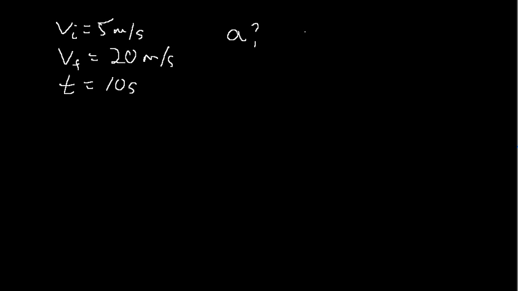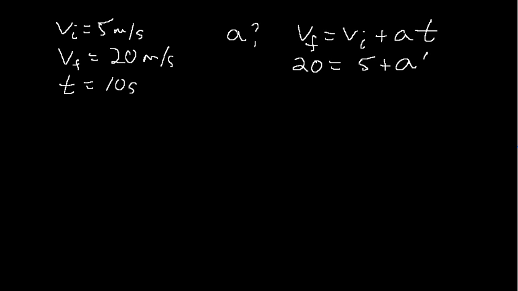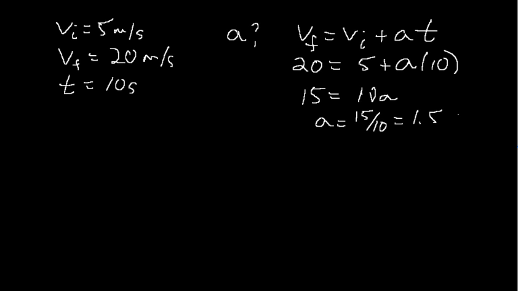All right, so you go to your motion equations, and the very first one, v final is v initial plus acceleration times time. So I'm told the final, so I get 20. The initial, I'm told, is 5. The acceleration, I don't know. The time is going to be 10 seconds, and I just solve this simple equation. So I subtract 5 from both sides, leaving me 15 here, equals 10 times acceleration. So acceleration is going to be 15 divided by 10, which is 1.5 meters per second squared.